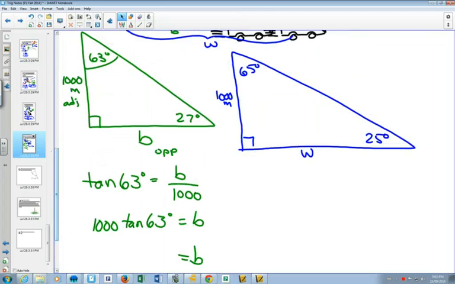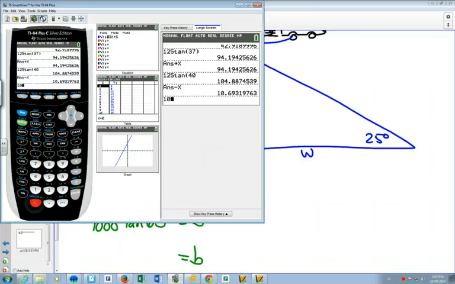So we go to our calculator. 1,000 tan of 63. Push enter. I might need this later, so I'll store it. Alpha B. 1962.6. Awesome.